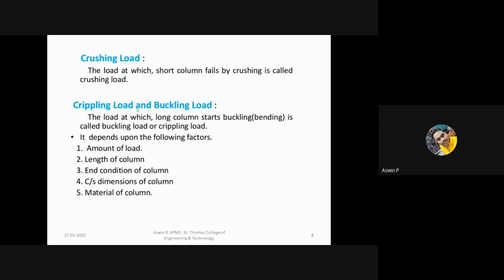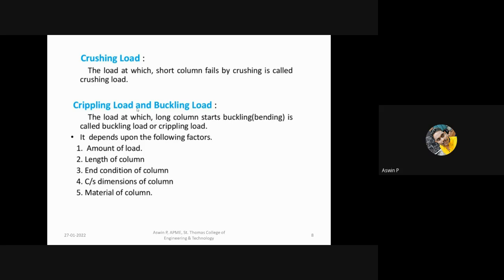End condition of the column. We have 4 end conditions for a column that I will discuss in the next slide itself. And that end condition also will be a very important parameter. Also, the cross-sectional dimension of the column: when length is increased, that will be a long column. When length is less, that will be a short column. And in case the cross-sectional dimension of the column increases or decreases, that also will be an important parameter to determine whether it's a crushing load or crippling load.